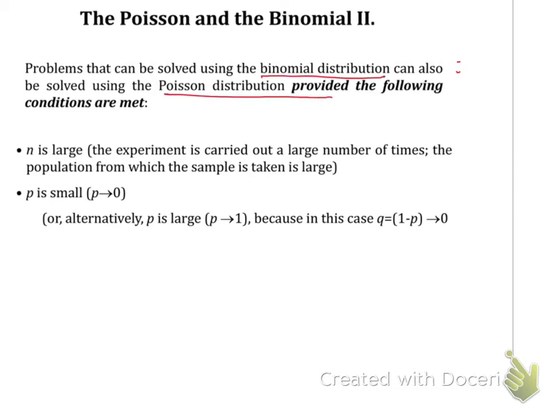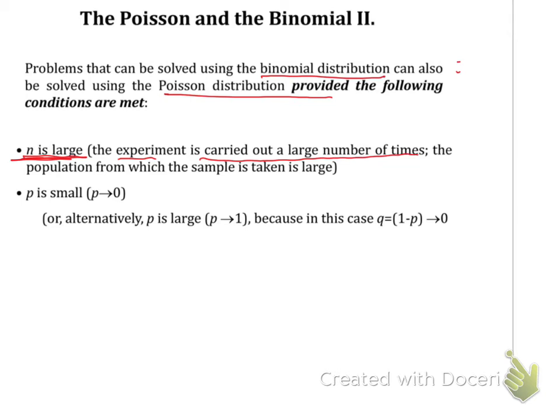So I can use Poisson to solve the problem which is related to binomial, but subject to conditions, which is mainly the basis of the Poisson: that n is very large. The population from where I picked the sample, for example, is 150,000. I picked a sample of 50 people, but the population is 150,000. It's a big number, so n is large. The experiment is carried out on a large population.